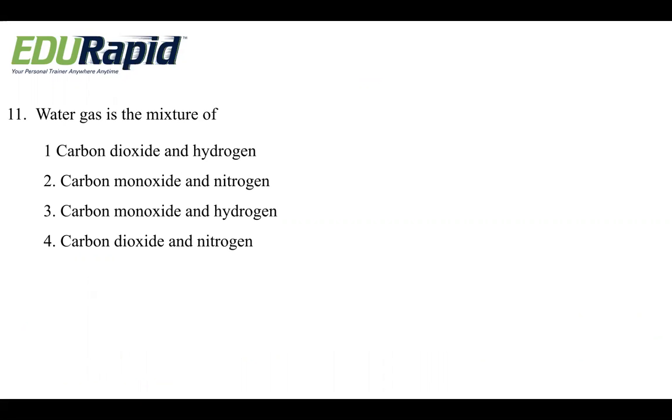Water gas is a mixture of, we have water gas. So what does it consist of? Is it a mixture of carbon dioxide and hydrogen, carbon monoxide and nitrogen, carbon monoxide and hydrogen, or carbon dioxide and nitrogen? So you have four options here. Any answers?